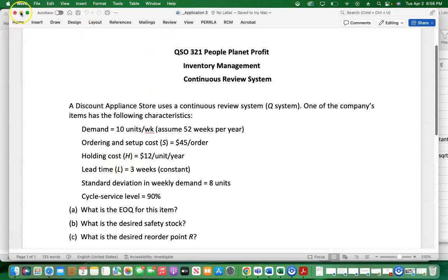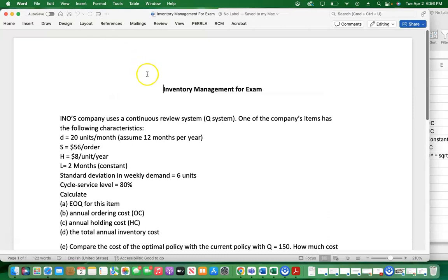And now we can look at the final question. This says Enos company uses a continuous review system, and one of the company's items has the following characteristics, almost the same as application number 3. And we have demand of 20 units per month. And you can see we are not dealing with weeks, but we are dealing with months, and we have 12 months. In this case, the lead time is 2 months, and that should be constant.